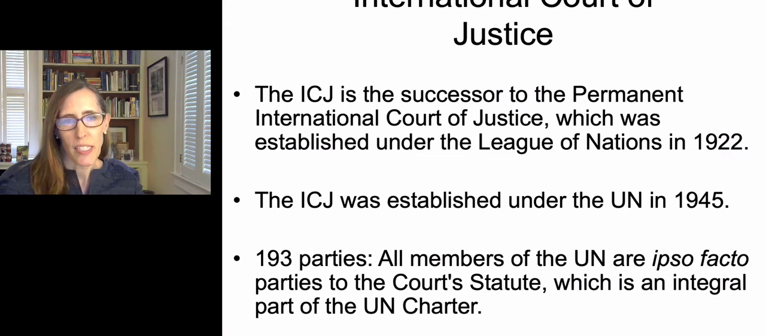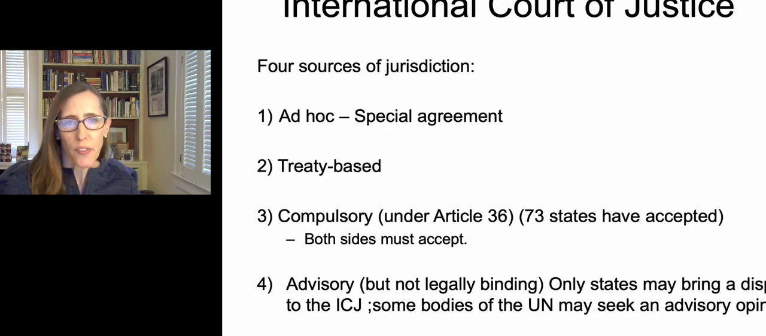So the International Court of Justice, as I mentioned, is the successor to the so-called Permanent International Court of Justice, which turned out not to be all that permanent after all. That court had been established under the League of Nations in 1922. The International Court of Justice was established under the United Nations when it came into being in 1945. All 193 members of the United Nations are ipso facto parties to the court's statute, which is an integral part of the UN Charter.